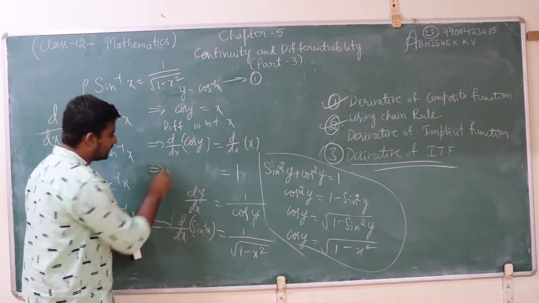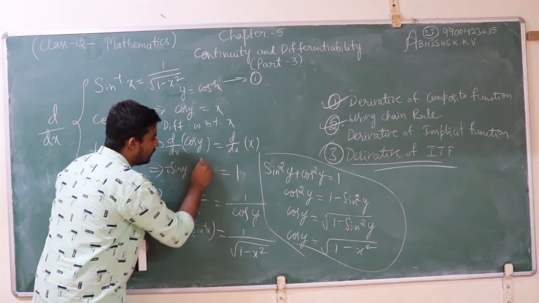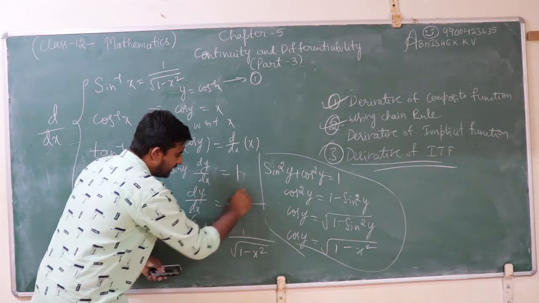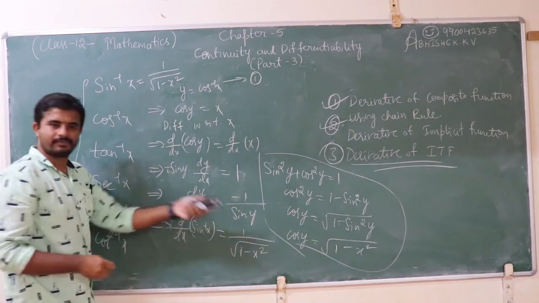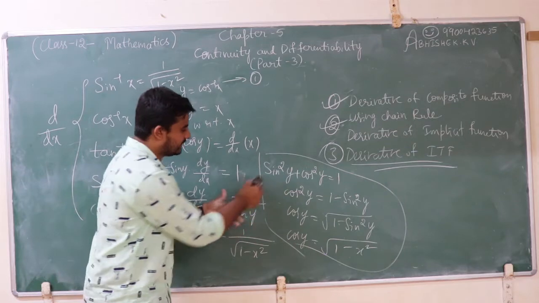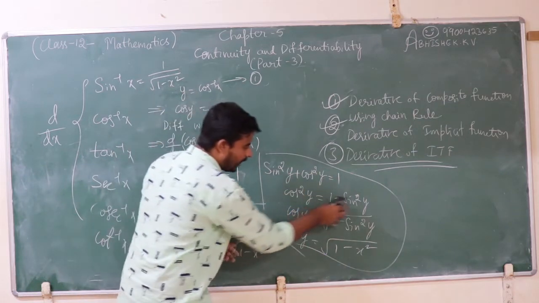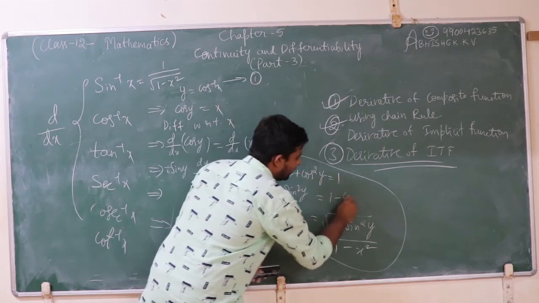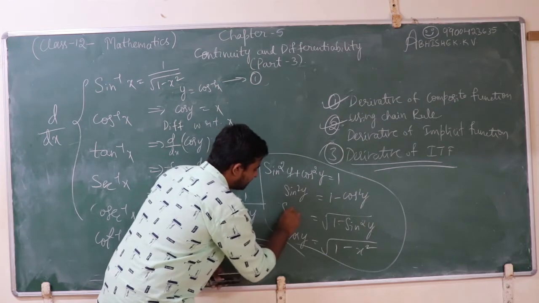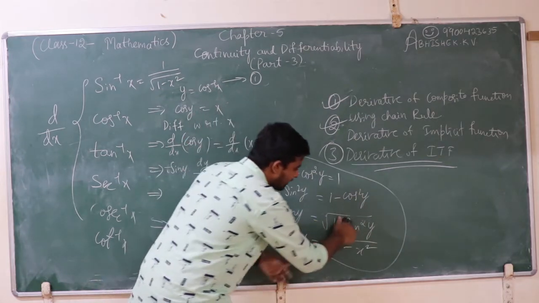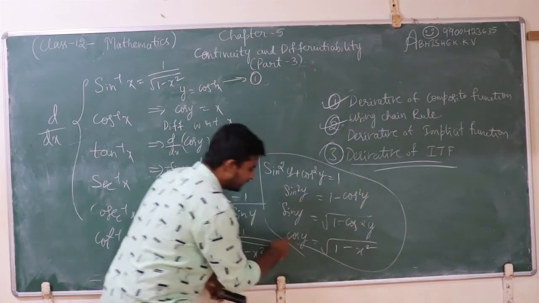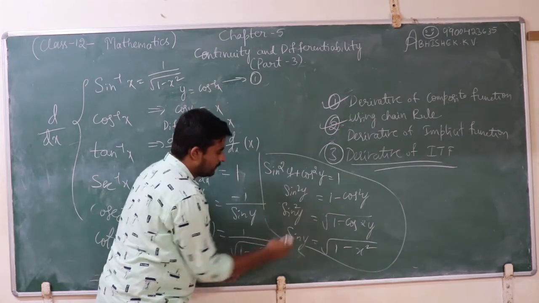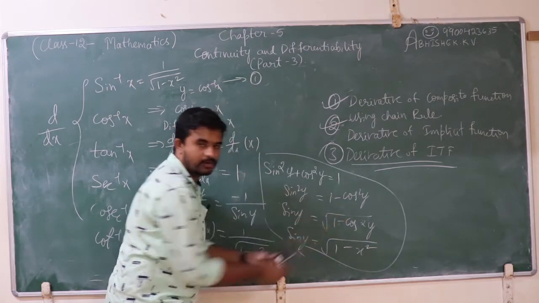See, derivative of cos y is what? Minus sin y into dy by dx. dy by dx is equal to minus 1 divided by sin y. Using the same identity, sin square x plus cos square x is equal to 1, we need sin y, right? Sin square y is equal to 1 minus cos square y. Therefore, sin y is equal to square root of 1 minus cos square y.